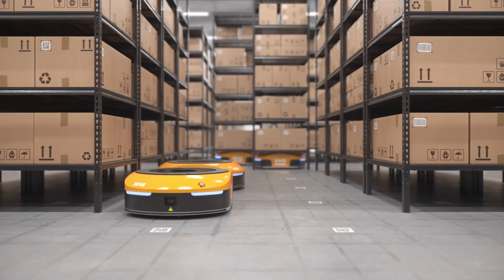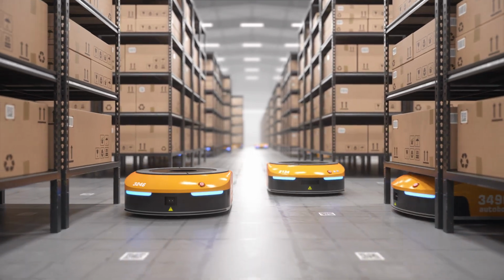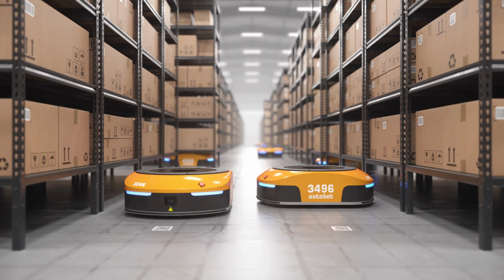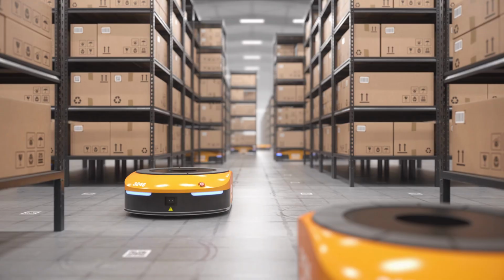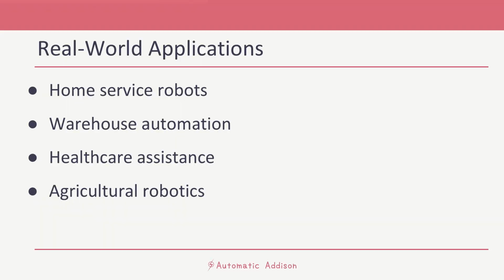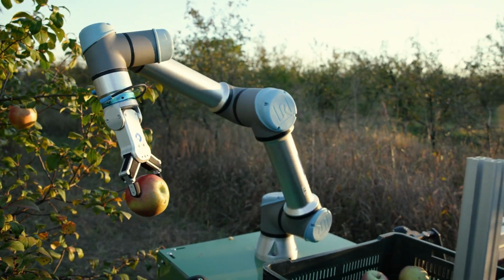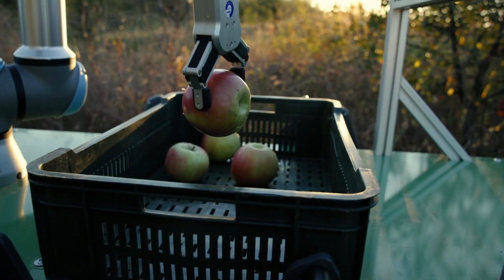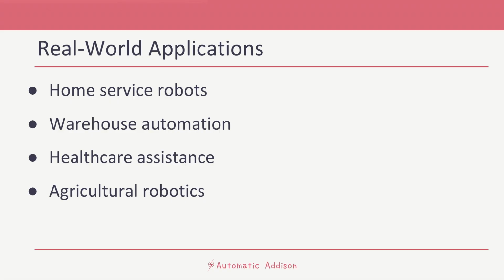Second, warehouse automation. In large warehouses, autonomous mobile robots can be used to transport goods from one location to another. They can navigate through the warehouse aisles, avoid obstacles, and deliver items to the correct storage locations or shipping stations. Third, agriculture. Autonomous navigation can be used in agricultural robots that perform tasks such as harvesting, planting, or soil analysis. These robots can navigate through fields, greenhouses, or orchards without human intervention, increasing efficiency and reducing labor costs.